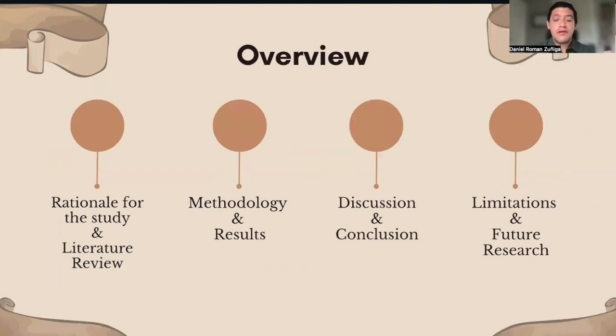I will start with the rationale of the study and the literature review. Then I will describe the methodology and results. I will continue with the discussion and conclusion, and I will finish with the limitations and future research directions.